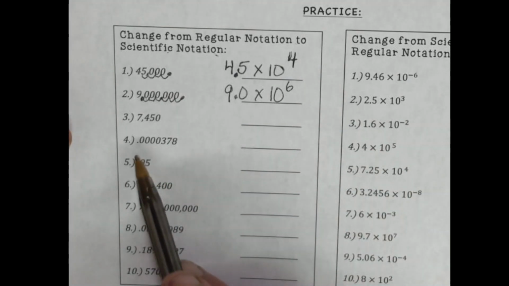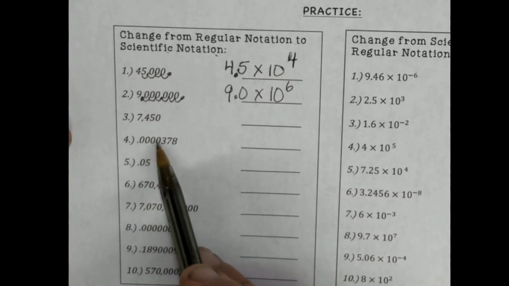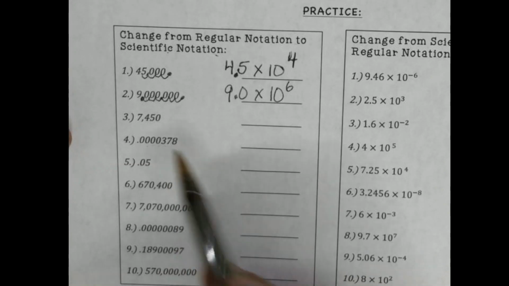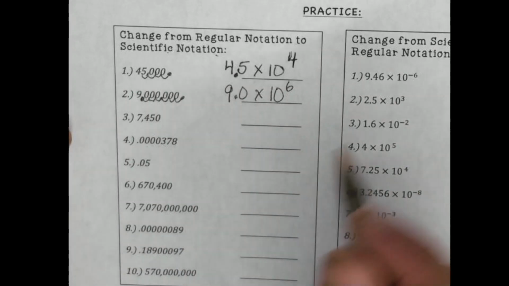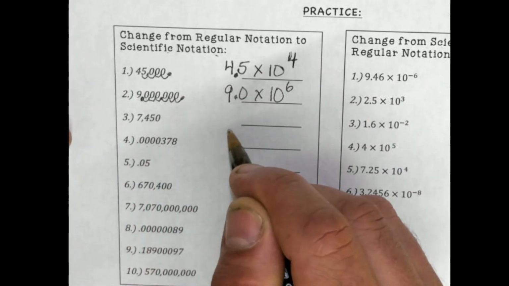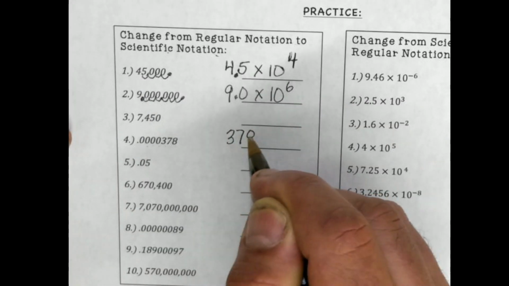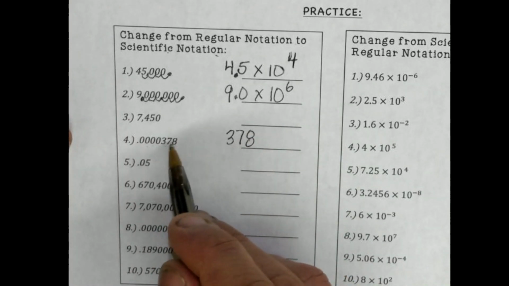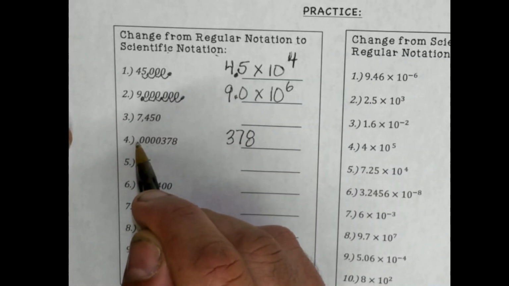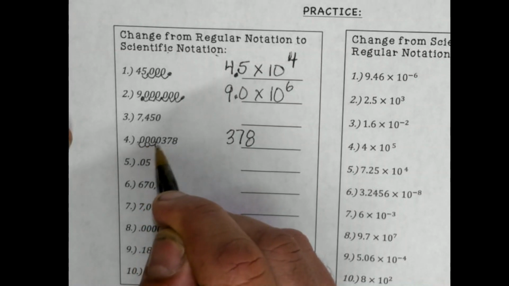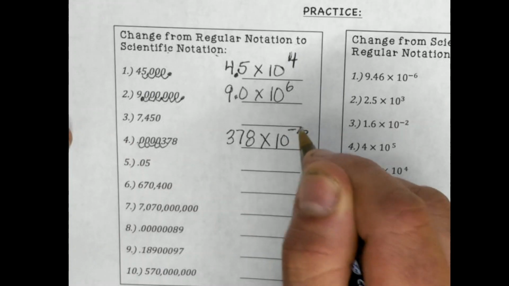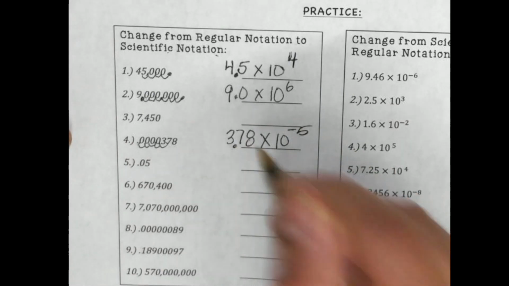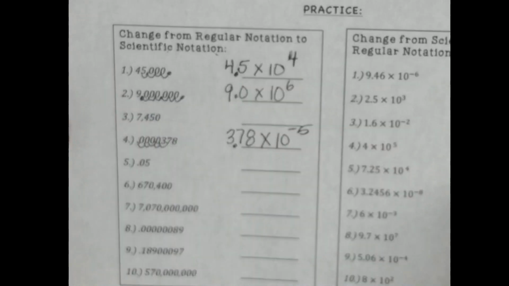If we go with a small number, like this one, 0.00000378, we know that the exponent is going to be negative in this case. So let's take a look. I'm going to write down 378, my non-zero digits, and I'm going to move my decimal over 1, 2, 3, 4, 5 times. That would be 3.78 times 10 to the negative 5th.